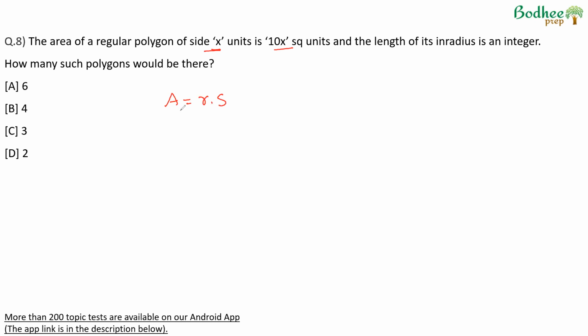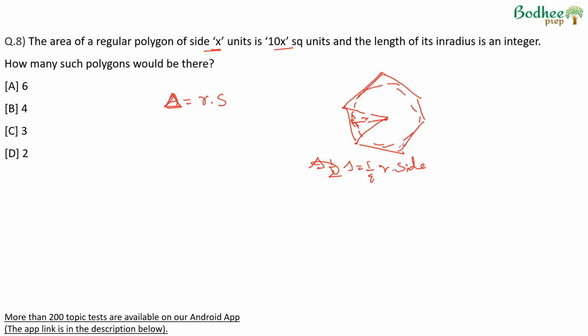inradius into semi-perimeter. Why this happens is because if there is a polygon, suppose I'm drawing a hexagon with an incircle, we join the vertices to the center. Now, if we drop a perpendicular here, this is the inradius. The area of this triangle will be half into inradius into side. There will be n such triangles possible.